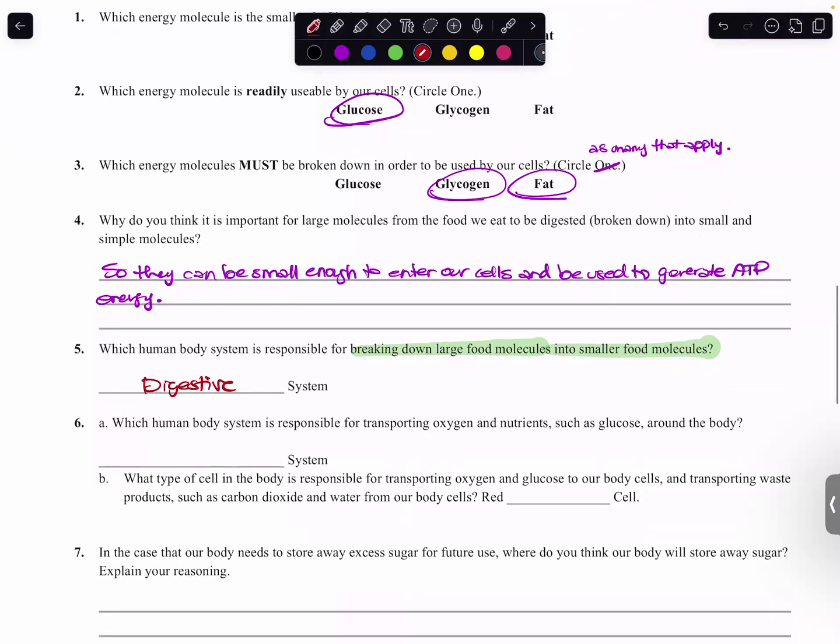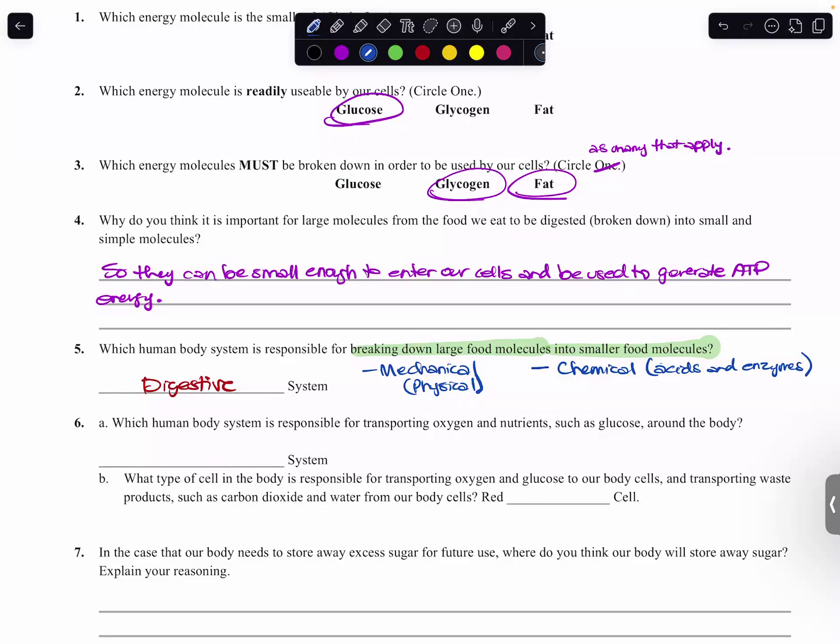And there are actually two ways in which we typically break down our foods, right? We have mechanical digestion, which is physical, and we have chemical digestion, which is acids and enzymes. So mechanical digestion might include our stomach physically churning up the food that we have, using our muscular stomach to literally churn up that food and essentially turn it into mush.